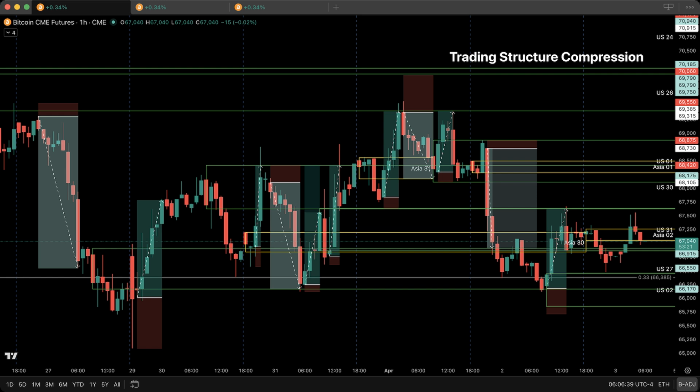Price then moved sharply lower. It broke through the lower boundary of the March 30th U.S. session box. It broke through the lower boundary of the March 31st U.S. session. It moved into the March 27th U.S. session structure. Then it extended toward the lower boundary of the March 27th U.S. session box. So the sequence is very clear. Compressed formation first. Upper test second. Failure of continuation third. Acceleration through stacked lower references after that.